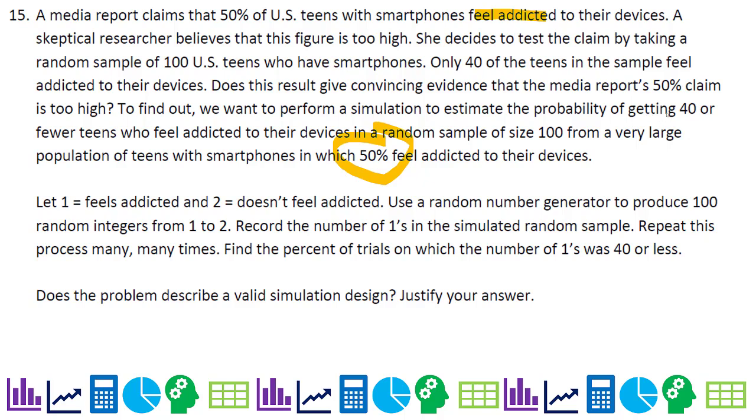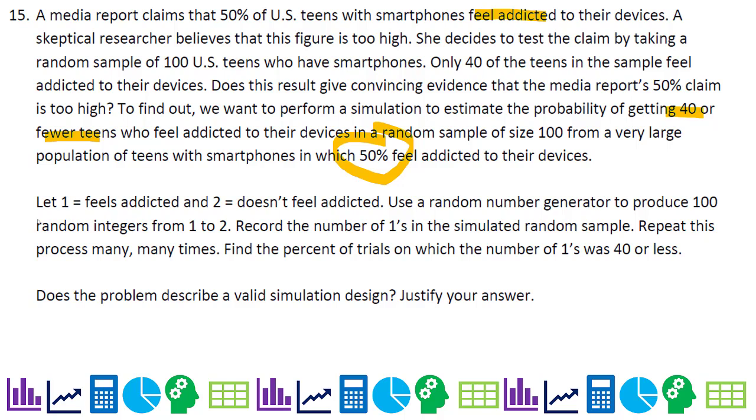And we're trying to see if we can get 40 or fewer teens who feel addicted to their devices out of 100. So their simulation plan is let 1 equal feels addicted and 2 doesn't feel addicted. Initially, I'm like, wait, only 2 outcomes? Well, if you have a nice random number generator and you produce 100 random integers from 1 to 2 only, that's fine because you have exactly 2 outcomes.